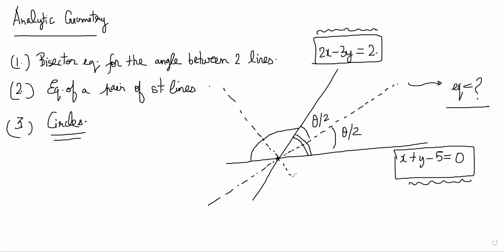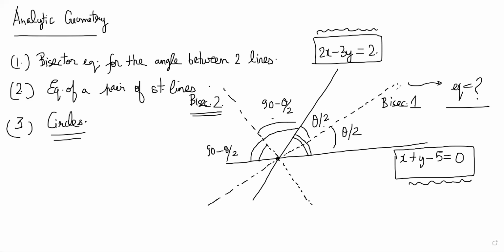So you will realize that bisector 1 is perpendicular to bisector 2, right? Obviously, because since this is 180 minus theta, this is 90 minus theta by 2. So this is also 90 minus theta by 2, and this plus this is 180, right? So the two bisectors are perpendicular to each other, and what we want to find out is the equation of both of these bisectors.